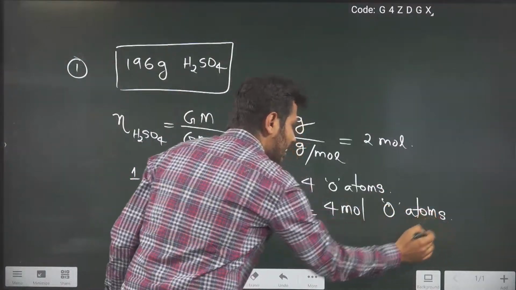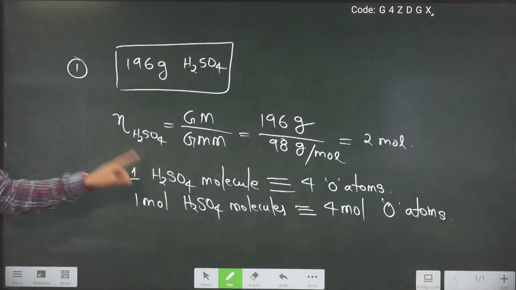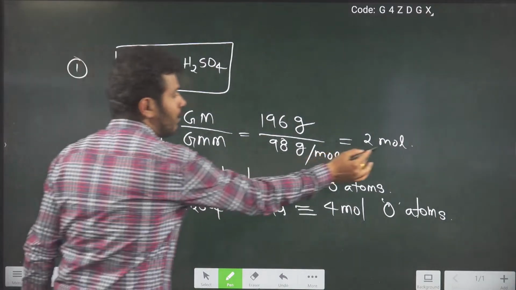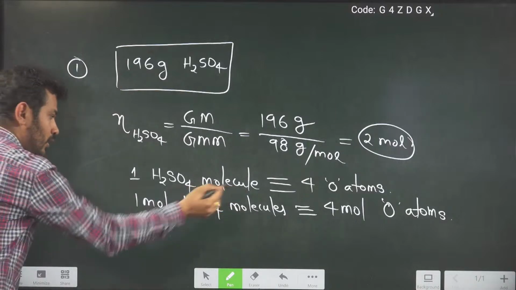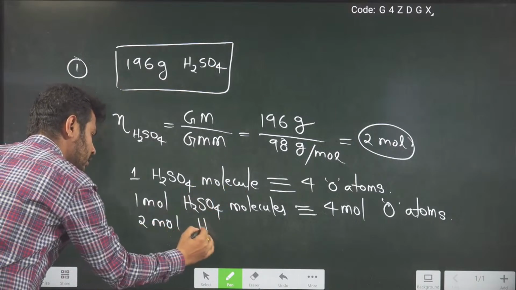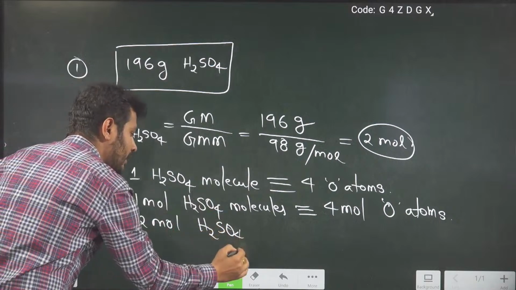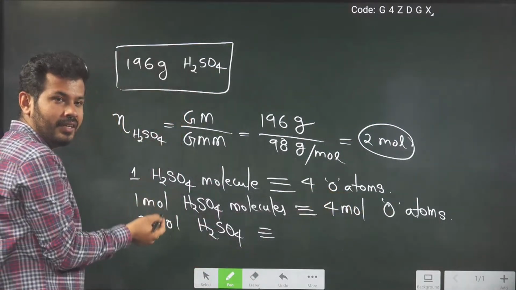But do we have 1 mole of H2SO4 given to us? We do not have 1 mole, rather we have 2 moles of H2SO4 sample with us. So if 1 mole contains 4 moles of oxygen, 2 moles of sulfuric acid will contain how much? Just double of that. Yes, very good, very good.